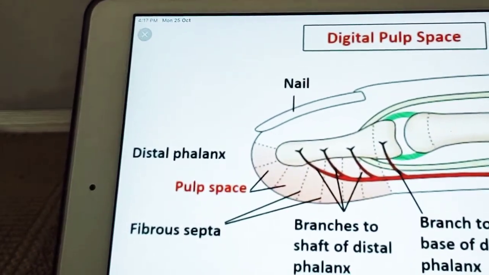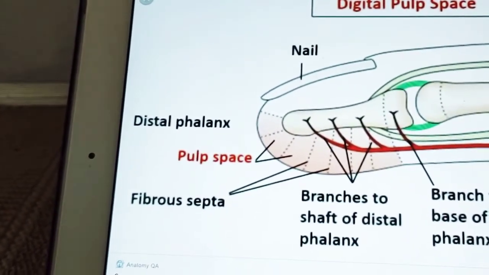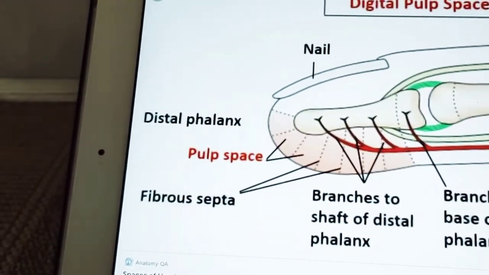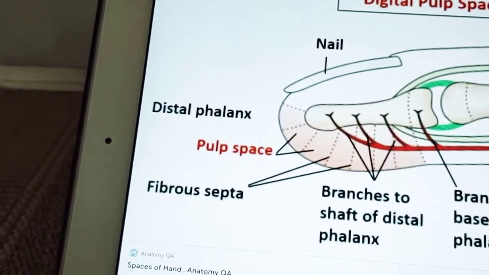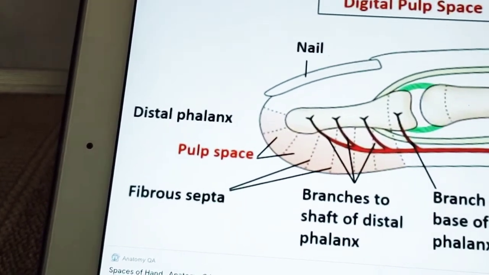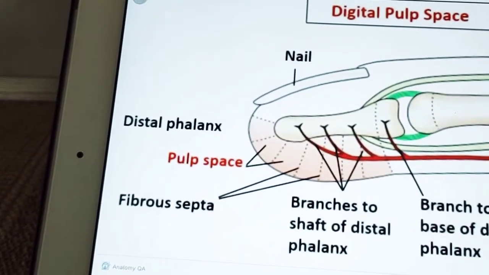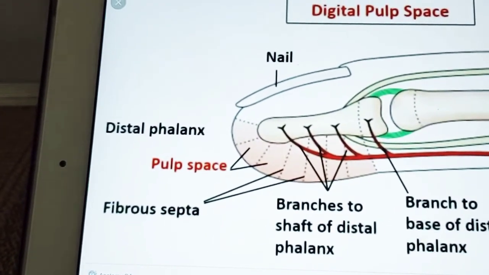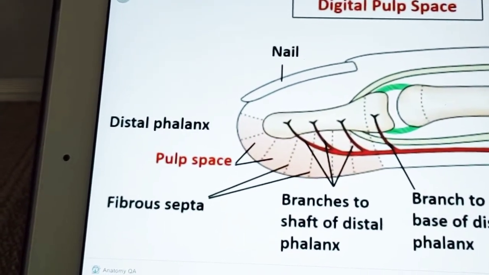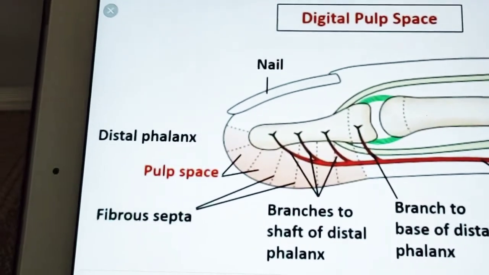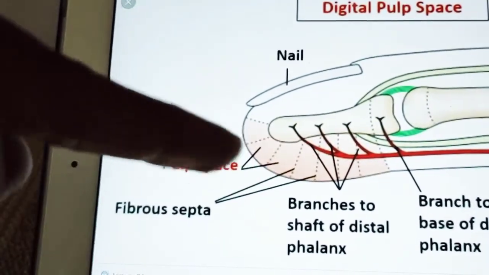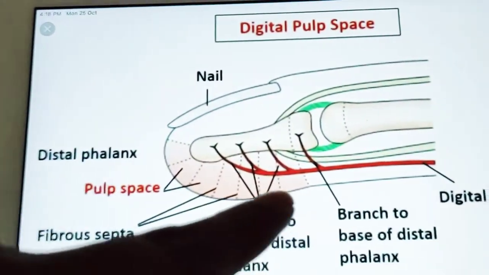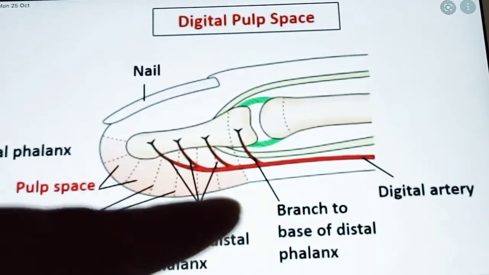Of course you know for any bone there will be an outer covering, the periosteum. So from the skin to the periosteum of the bone there comes a fibrous septa which divides the pulp space. It is especially seen in the terminal phalanx, that is nothing but the distal phalanx. Infection of this space is called Whitlow. As there is already infection, fluid or pus may fill this space, and because of that there will be tension on the digital artery, which supplies it.